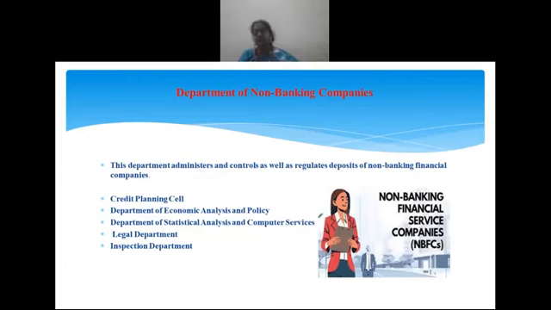Inspection department. So what does this inspection department do? A sudden visit to the departments, banks. RBI suddenly inspects other banks, that is commercial banks. RBI has the right to visit any commercial bank on any day, normally with prior notice.